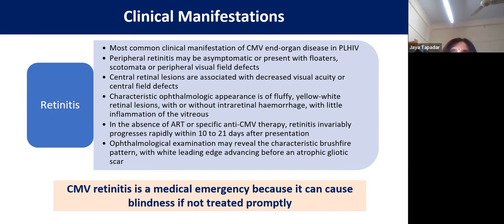Okay, so every patient who has a CD4 less than 200, and if you can't screen everybody with 200, less than 100, definitely you should have an ophthalmoscopic examination to rule out CMV retinitis before you start ART. Because the moment you start ART without giving treatment for CMV retinitis, the patient is going to lose his vision and the CMV retinitis will worsen. So it is a medical emergency. Next slide, please.